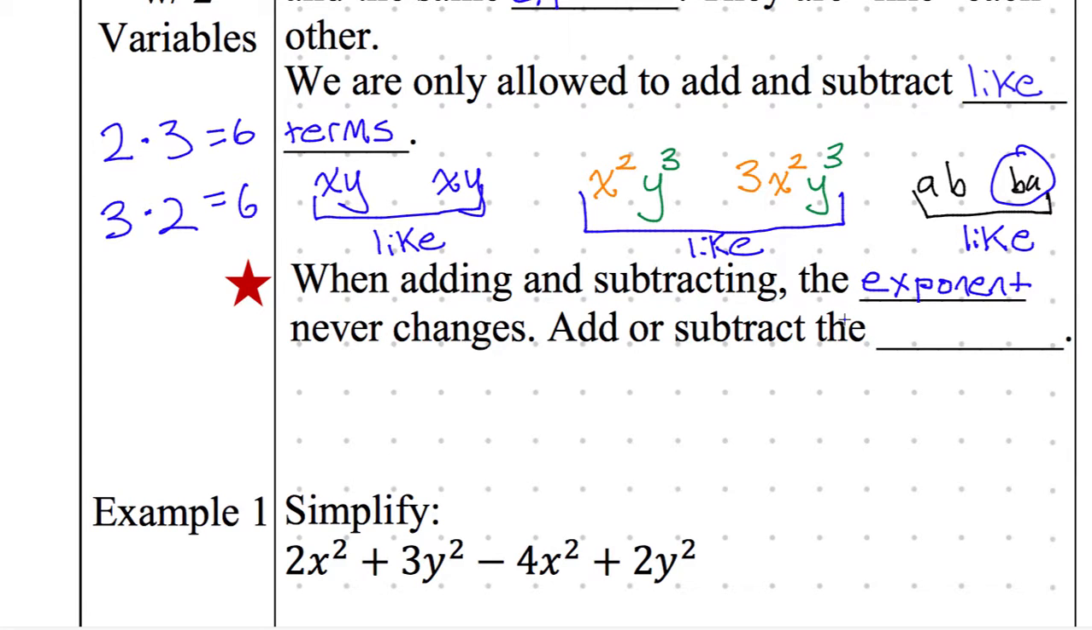What's that number out front of the variable called? Starts with a C. Constant is just when you have no variable. It starts with a C-O-E. Coefficient, Andres helped me with that. Coefficient, write it down.